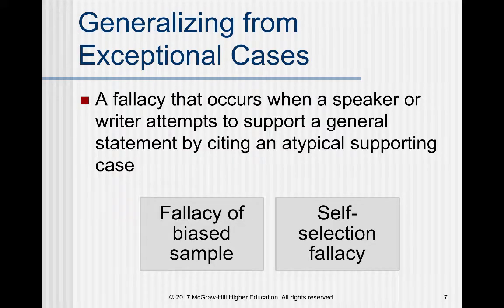Generalizing from exceptional cases occurs when the arguer attempts to support a general conclusion by citing an unusual or atypical example that's not representative of the population. There are two types of this fallacy: fallacy of biased sample and self-selection fallacy.